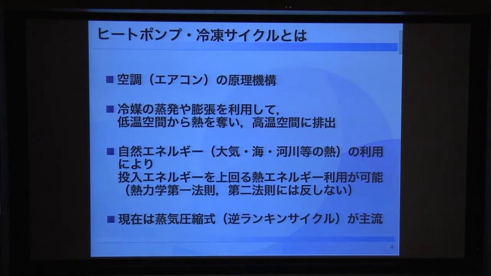Listening to this, you might think that usually the heat would travel from a high temperature to a lower temperature. That's how it works as energy. So that's the second principle of thermodynamics. And you may think this is going against that. But actually, this is human wisdom.